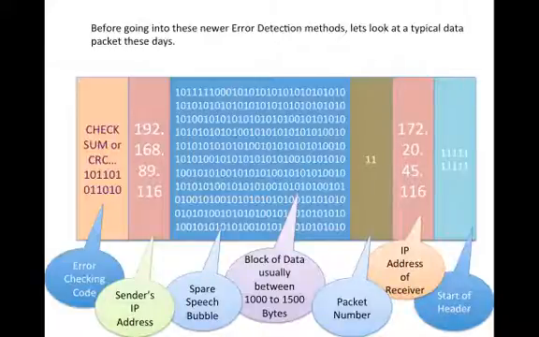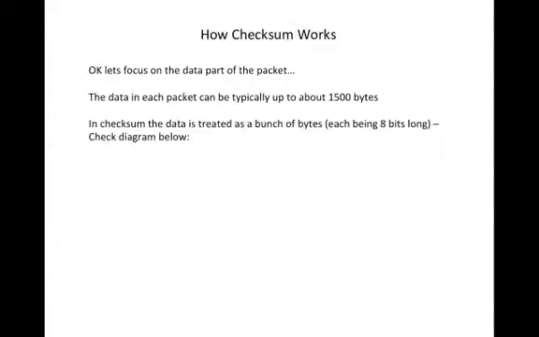So that's what my data packet will look like. Now, how checksum works. If we focus on the data part of the packet, the data in the packet is typically up to about 1,500 bytes in length. In checksum, the data is treated as a bunch of bytes.